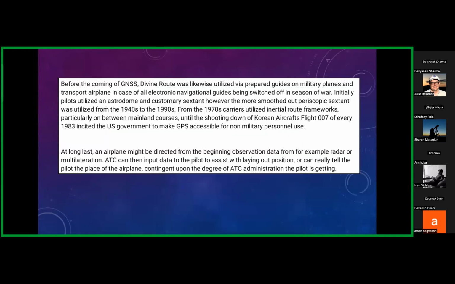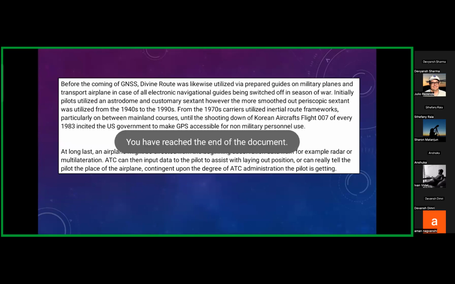And before coming to the GNSS route, the divine route was utilized, where private prepared guides on military planes and transport airplanes, the class of electro guides. At long last, an airplane might be directed from beginning observation data from an example of radar multi-direction. ATC can be the input data to the pilot assist with a in the ground. So ATC is the administration the pilot is getting. So this is the presentation.